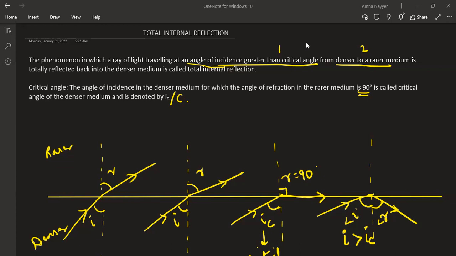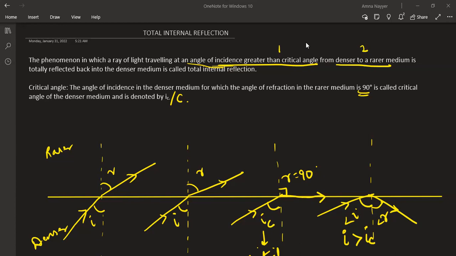In total internal reflection, I had told you two conditions which are very essential for TIR to occur. One is that the angle of incidence should be greater than the critical angle. And the second condition is that the incident ray should move from the denser to the rarer medium. This phenomenon, in which a ray of light traveling at an angle of incidence greater than the critical angle, from denser to rarer medium, is totally reflected back into the denser medium only, is called total internal reflection.